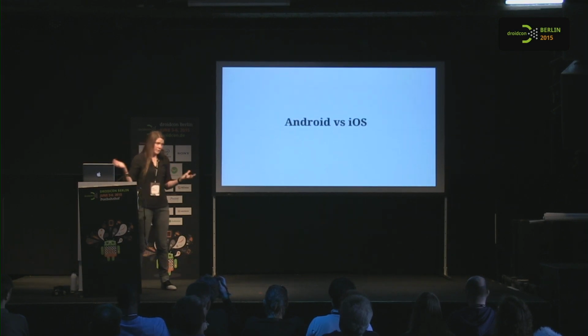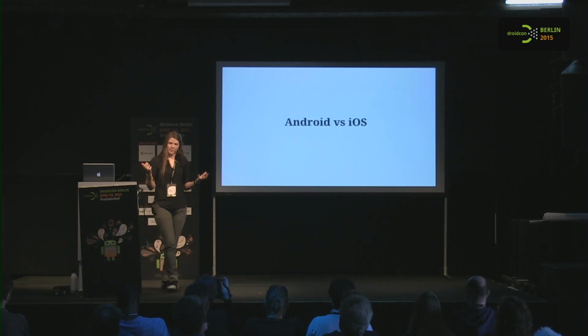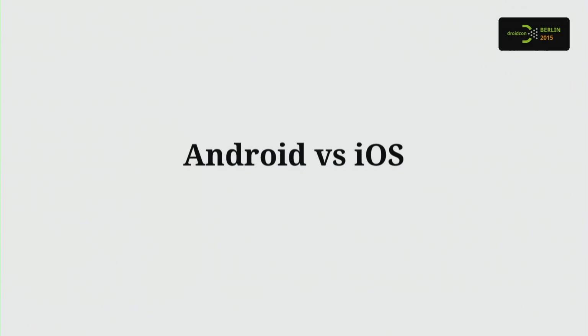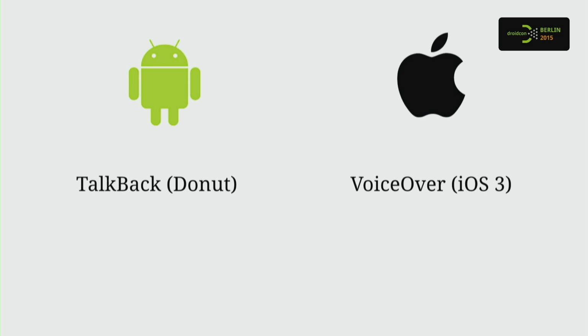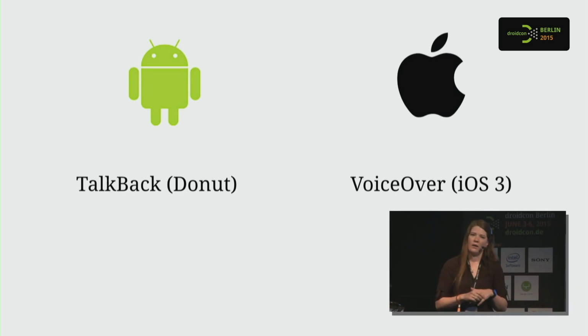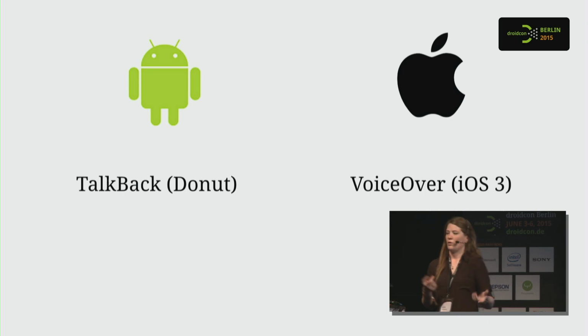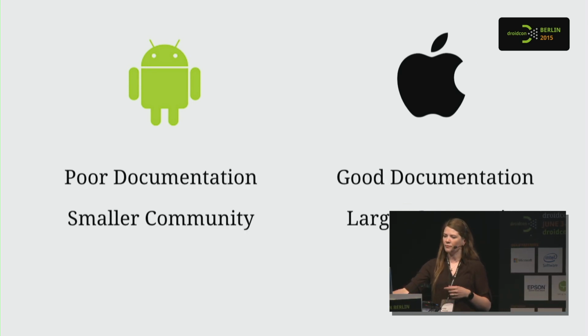So a little bit about Android versus iOS. iOS has been the big player predominantly in accessibility. They put a lot of infrastructure in place at the very beginning, and so they're kind of like the original big player. However, Android is catching up. Talkback, this screen reader for Android, actually started all the way back in Donut. It's evolved a lot since then. And VoiceOver for iOS started in iOS 3, but VoiceOver is also leveraged from the original VoiceOver, which is on every MacBook or Mac computer.